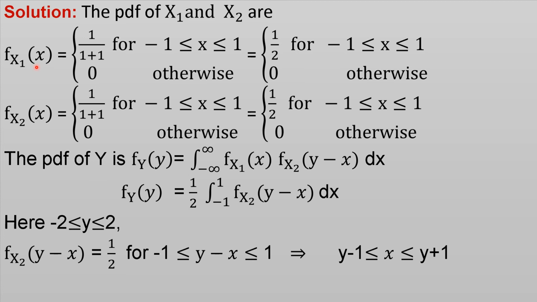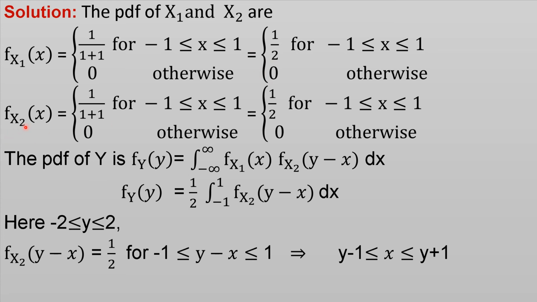Probability density function of x1. x1 is uniformly distributed between minus 1 and plus 1. So the probability density function of x1 will be fx1 of x is 1 by b minus a. A is minus 1, b is 1. 1 by 1 minus of minus 1, 1 by 1 plus 1, 2. Half for x between minus 1 and plus 1, 0 otherwise.